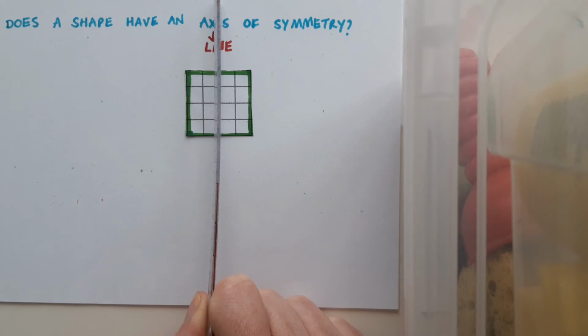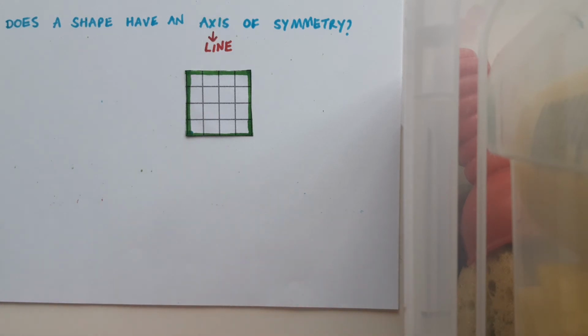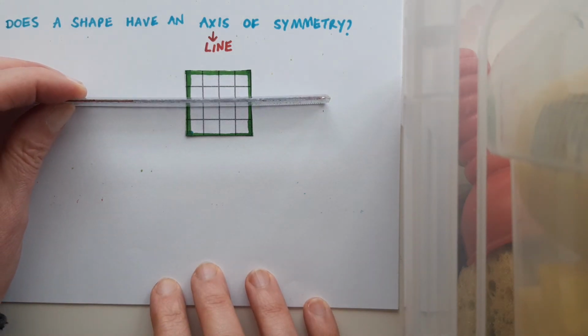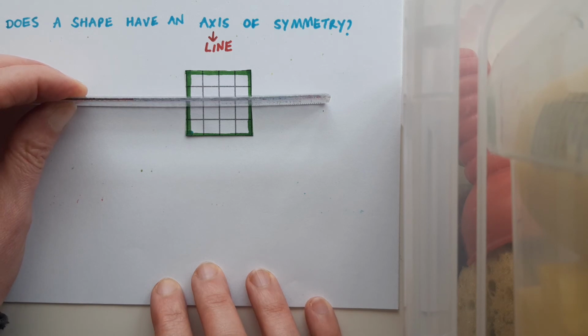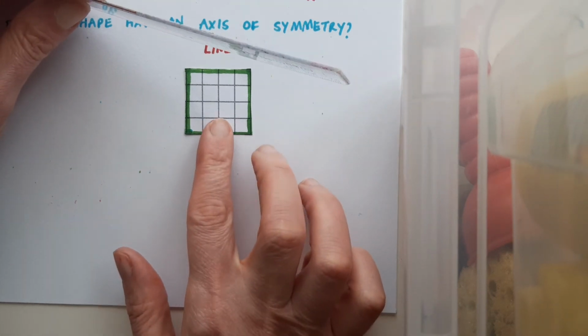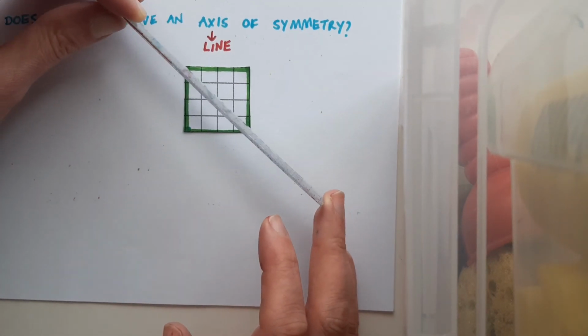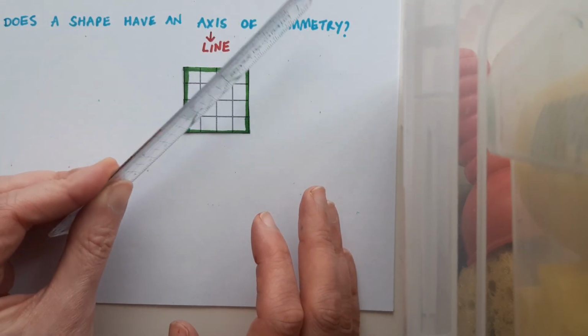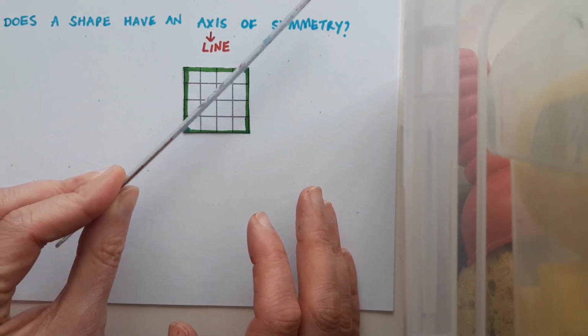In this case, this square has an axis of symmetry vertically. It also has an axis of symmetry horizontally. Can you see any other axis of symmetry? This particular shape, the square, has an axis of symmetry along each diagonal also.